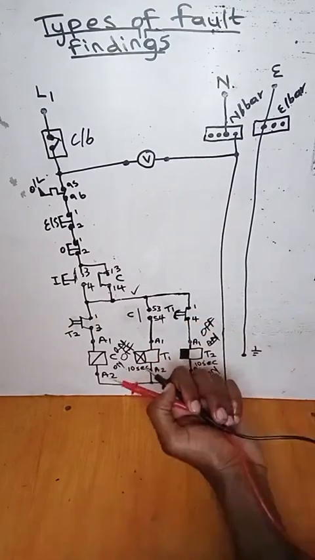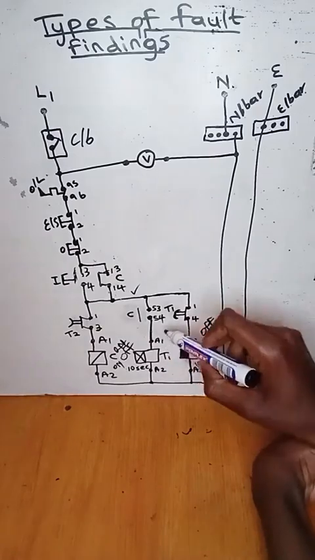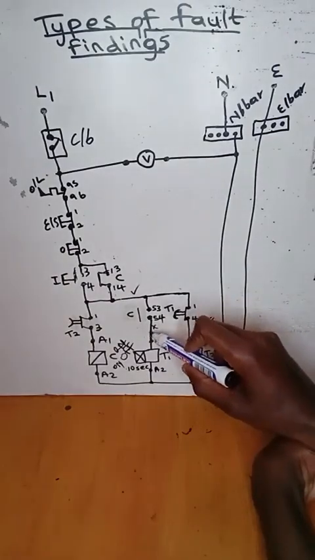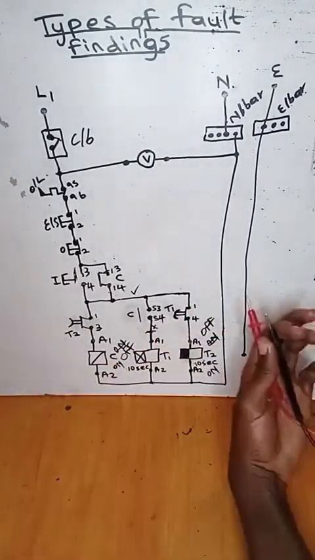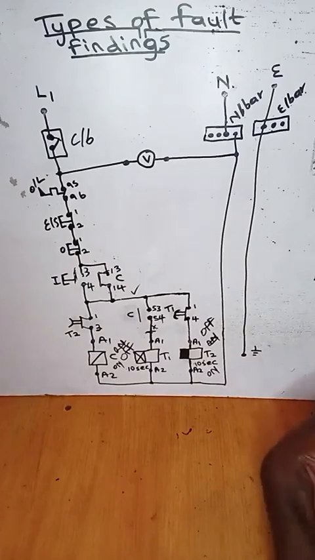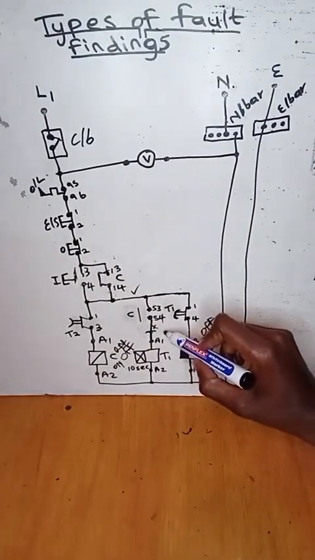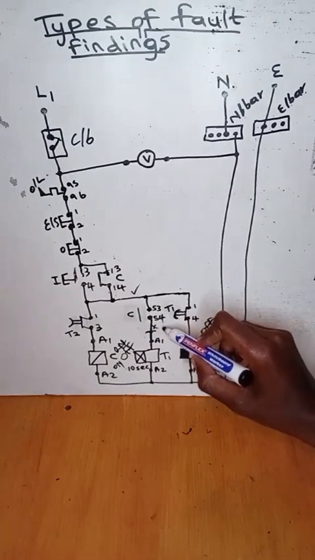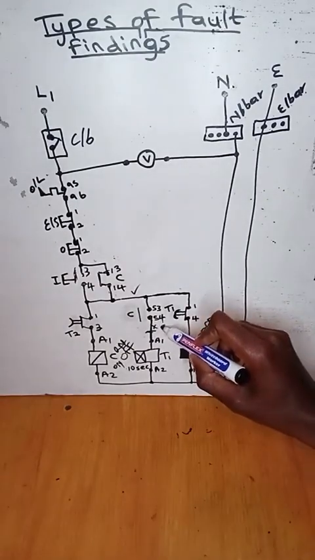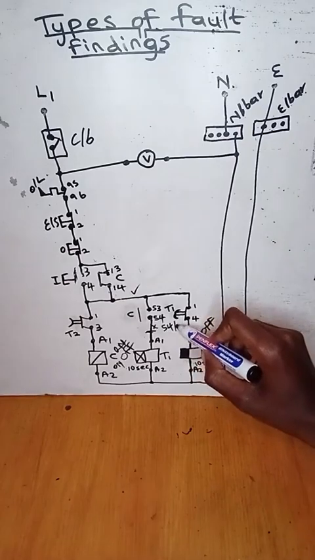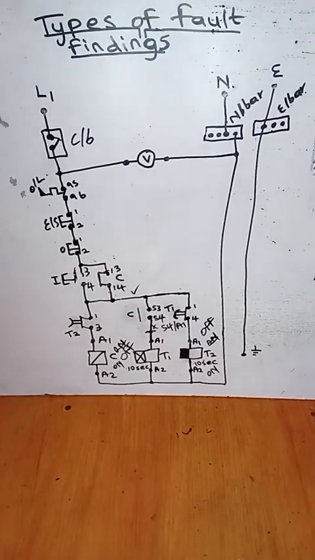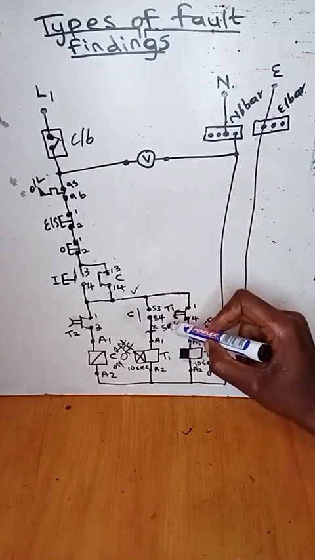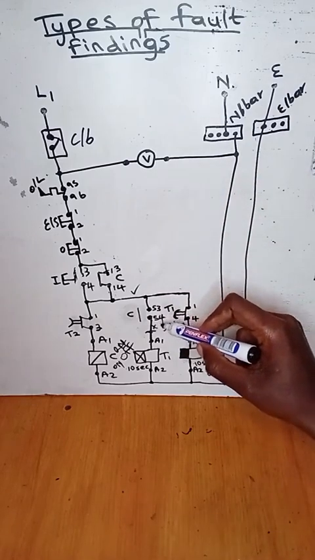So if you find that it doesn't beep, you'll highlight it to show that our fault is here, and you'll write that your fault is between point number 54 and A1 of the coil of the delay on timer, right?